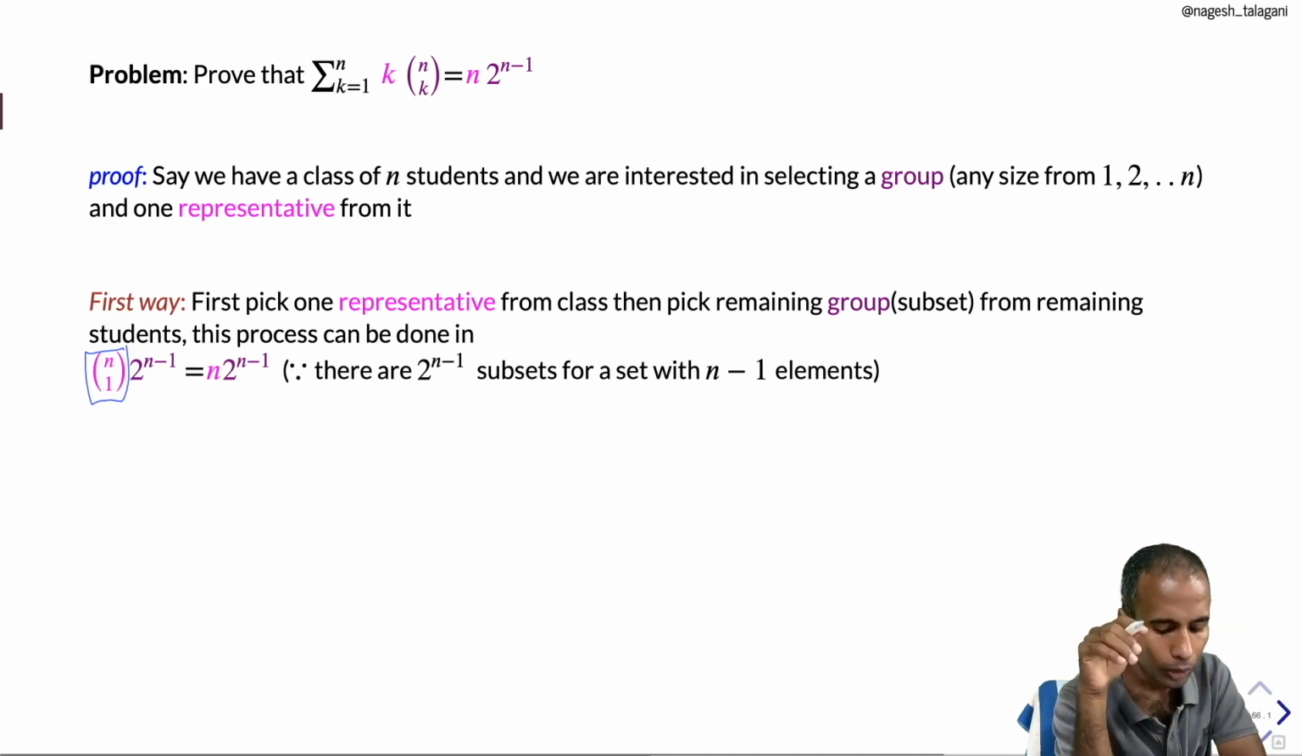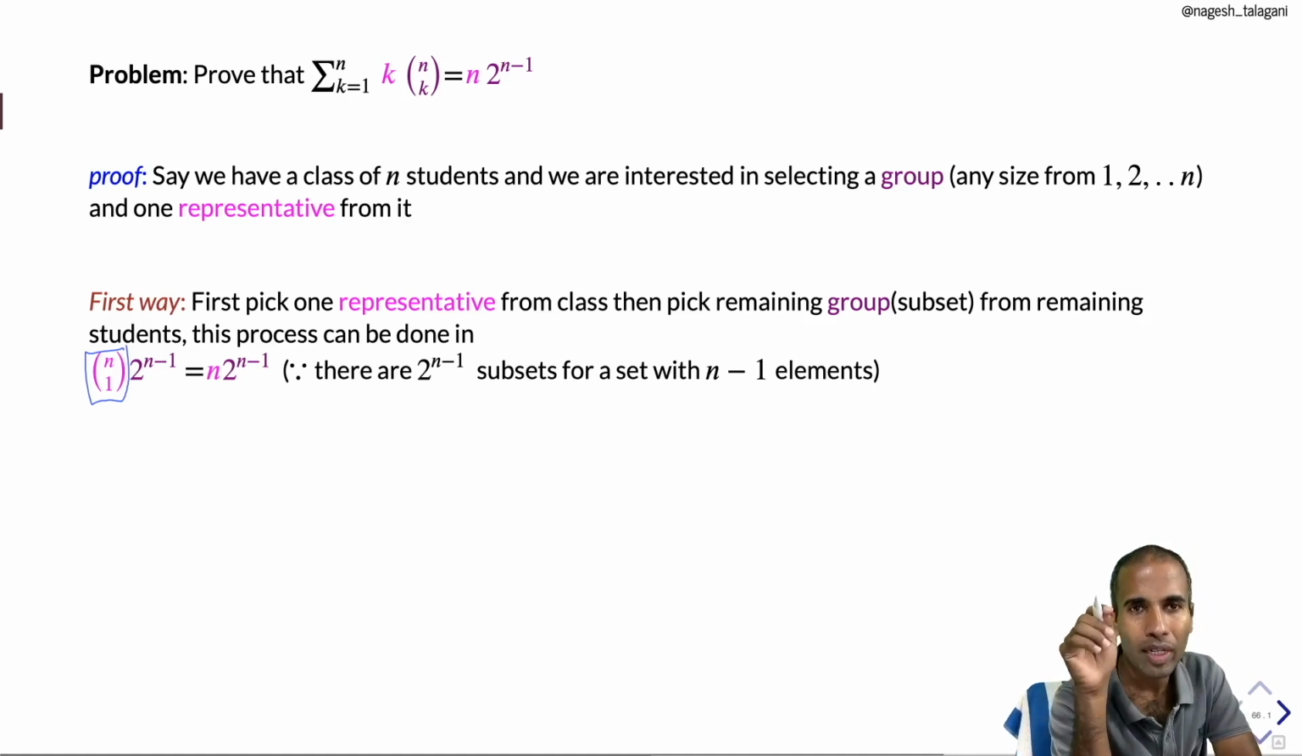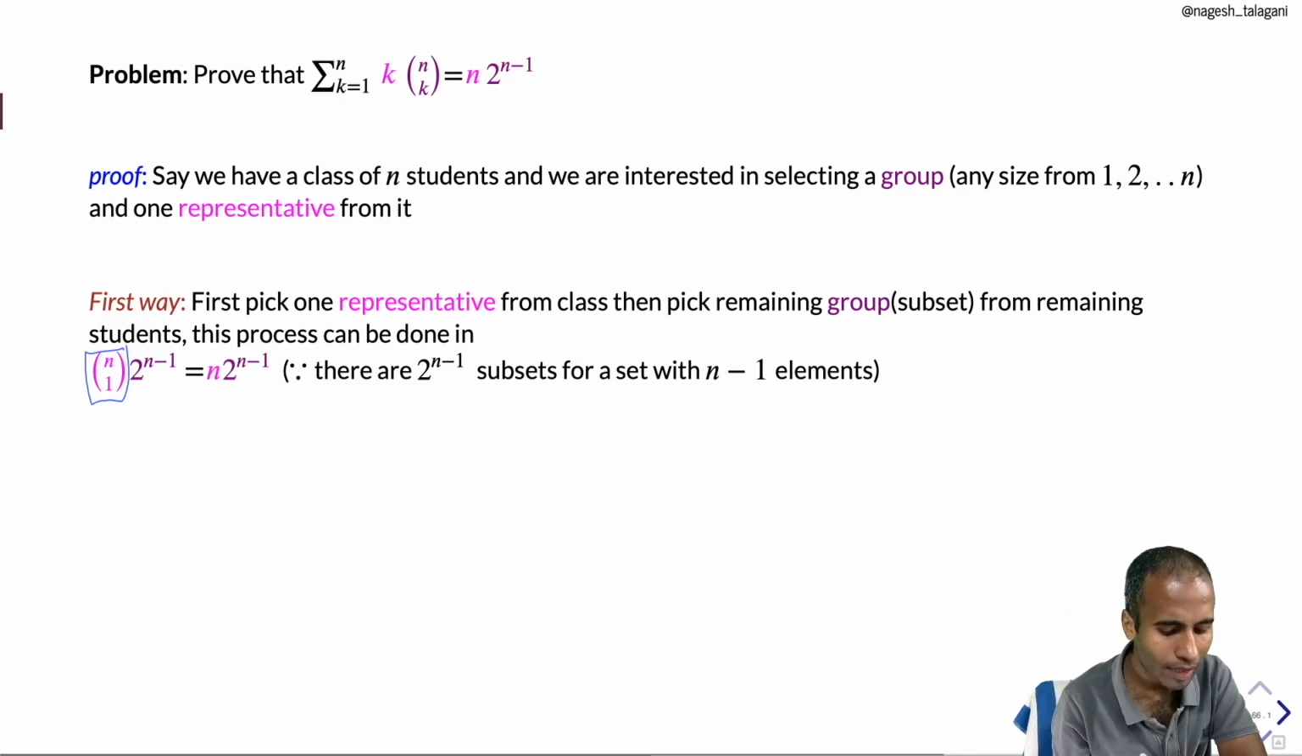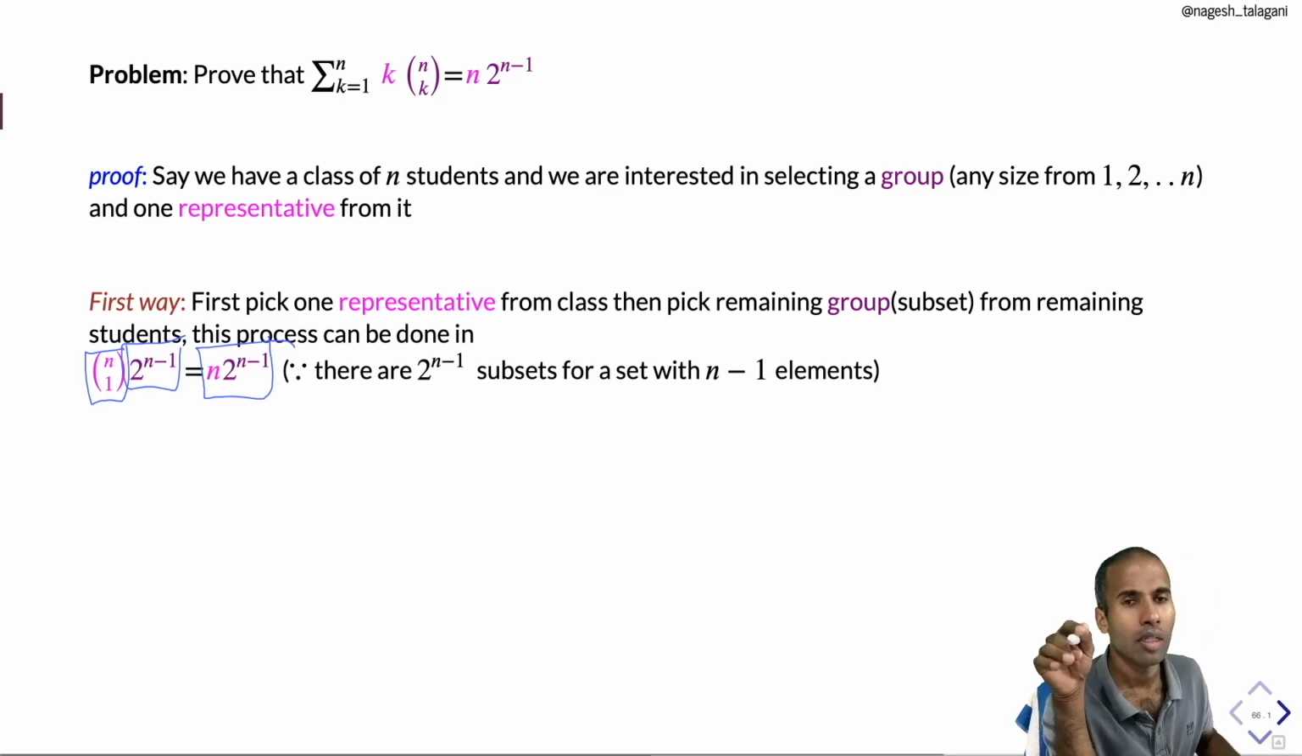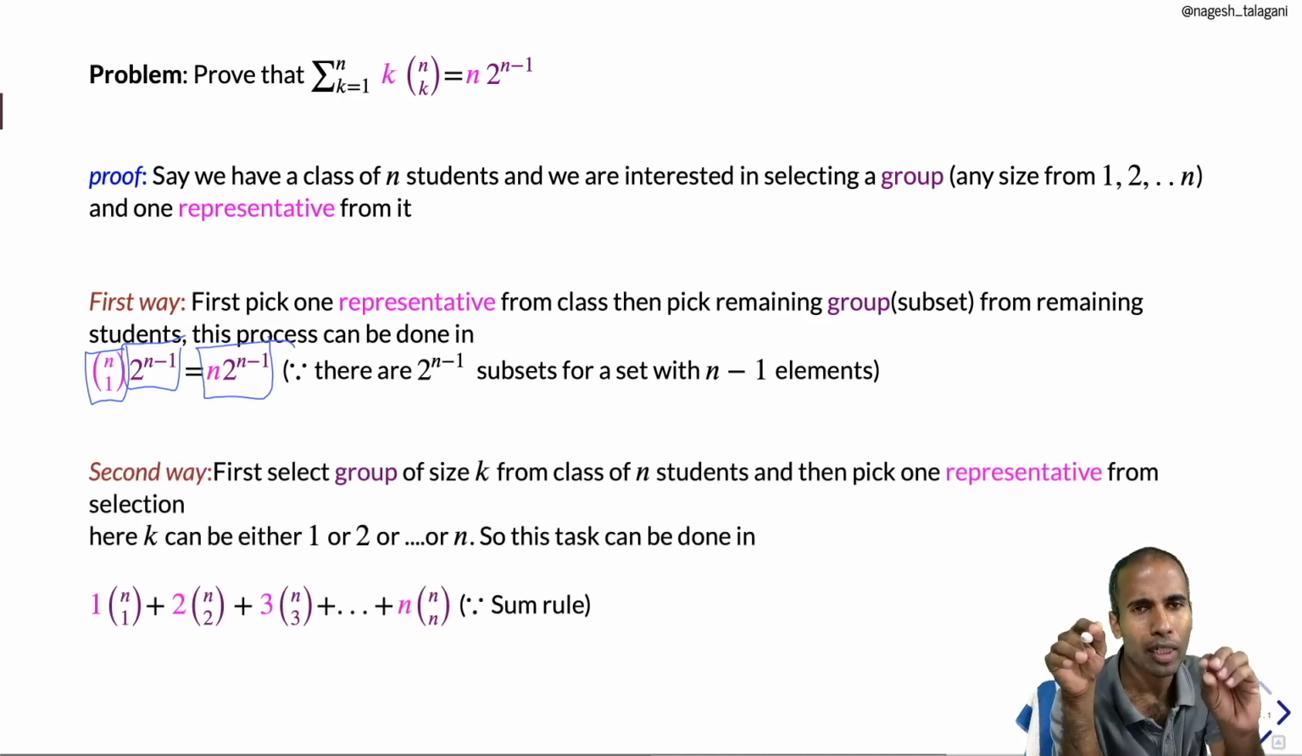Okay, so first you select one representative from the whole class, that can be done in n choose 1 ways. Then you pick a subset from the remaining n minus 1 people, so that can be done in 2 to the power n minus 1 ways. So in this way this process can be done in n choose 1 times 2 to the power n minus 1 ways, that will give you n times 2 to the power of n minus 1.